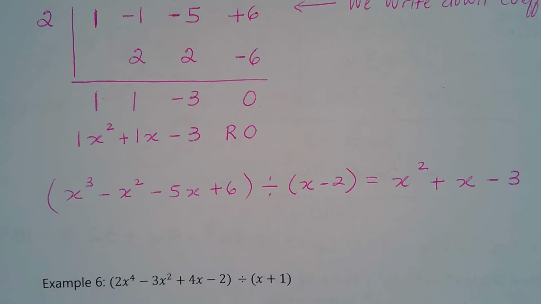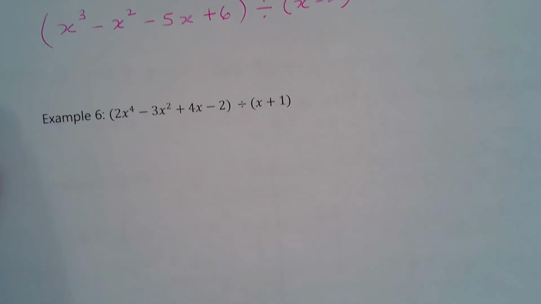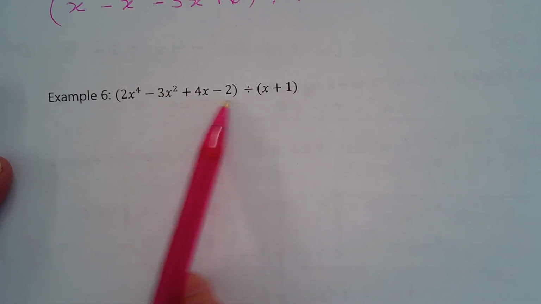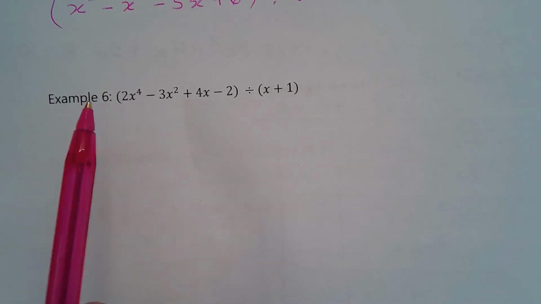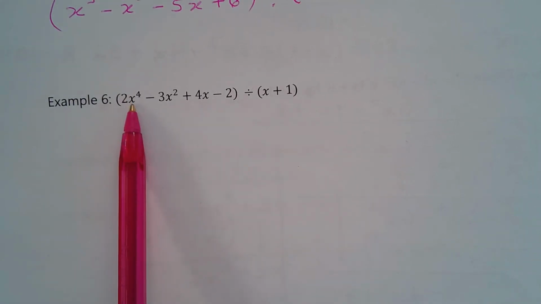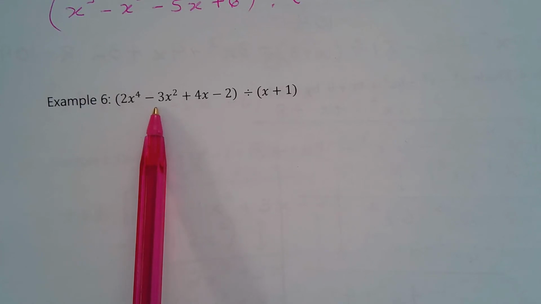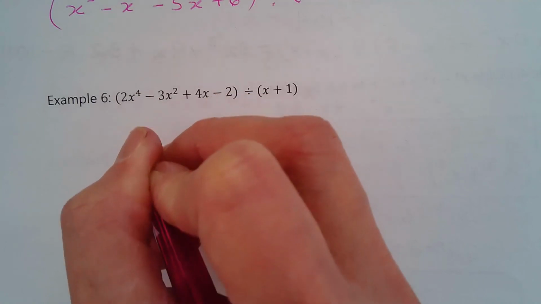Okay, is that good? You've copied it down? We're going to take a look at example number 6. First, we have to double check that it's in descending order, meaning going down in exponents, and then fill in the gaps. You've got x to the 4th, but we're missing a term, the x cubed.